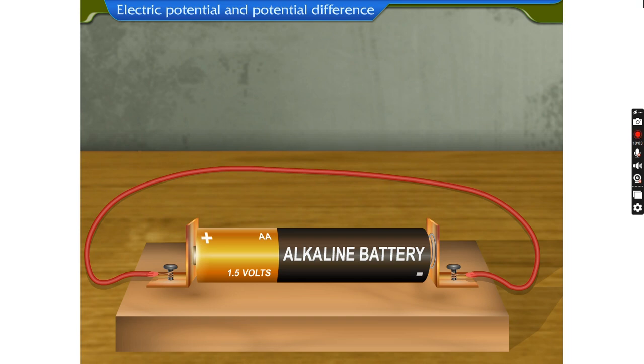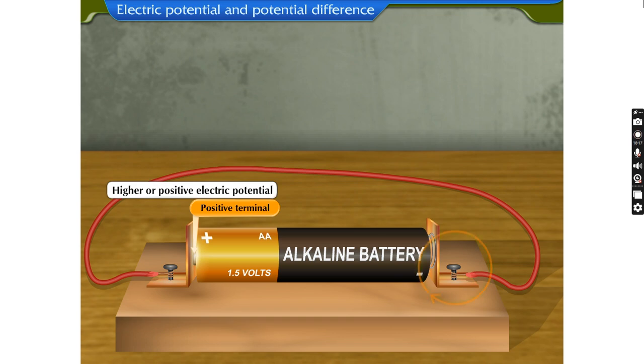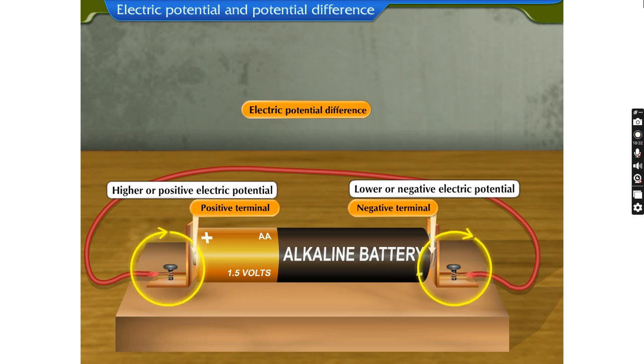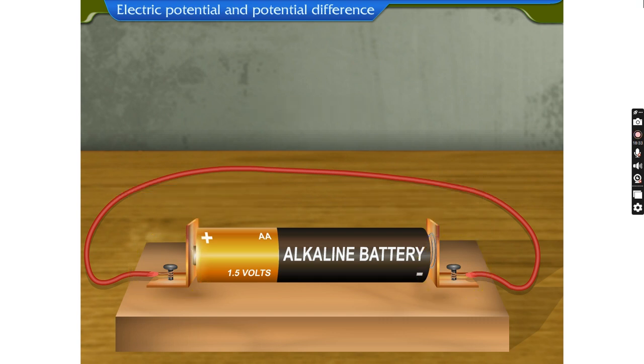Now, let us connect a battery with the copper wire. The end of the copper wire connected to the positive terminal of the battery is at a higher or positive electric potential, and the end of the wire connected to the negative terminal of the battery is at lower or negative electric potential. That is, there is an electric potential difference between the two ends of the wire. Hence, a current is set up in the wire as soon as the battery is connected to the wire.